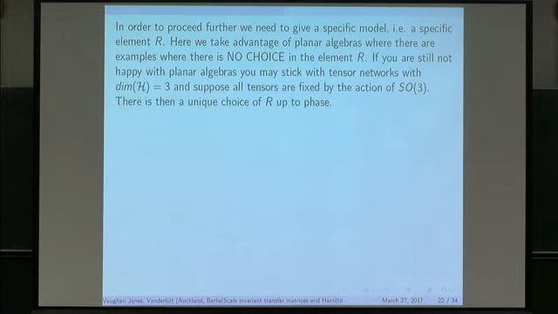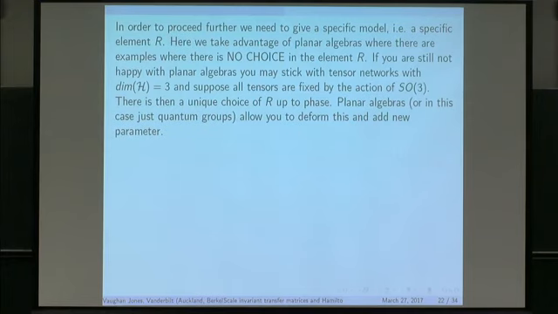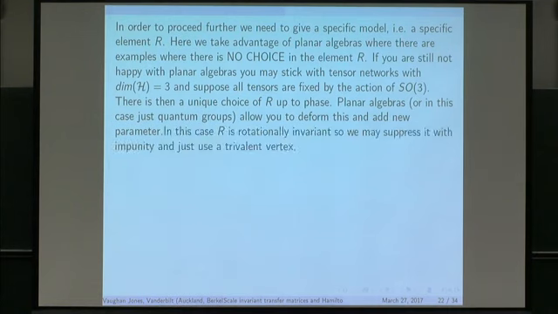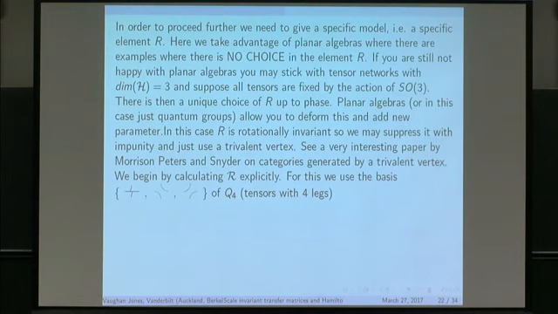Planar algebras will give you a whole lot more. In fact, if you think of it, in this case it's really just quantum groups. You can do SO3Q. In this case, R is rotationally invariant, so we never even have to worry about where we're putting it in. Just use a trivalent vertex. For this, you can see a very interesting paper by Morrison, Peters, and Snyder on categories generated by a trivalent vertex. And so we're now going to begin by calculating the renormalization transformation explicitly.